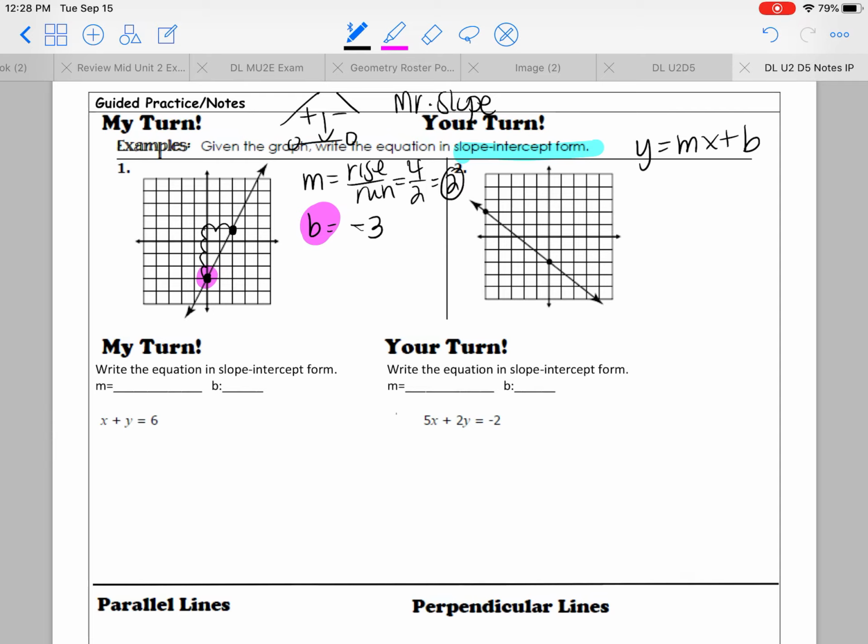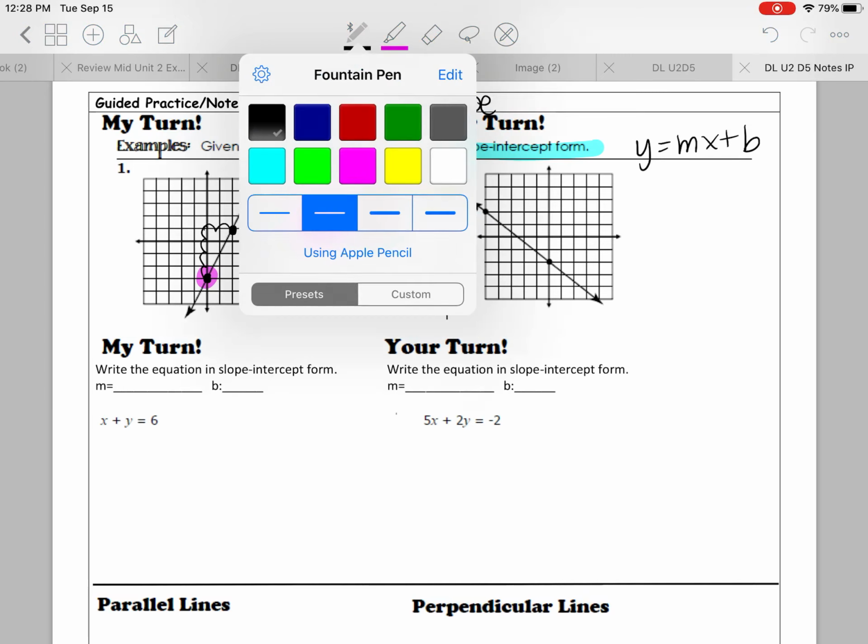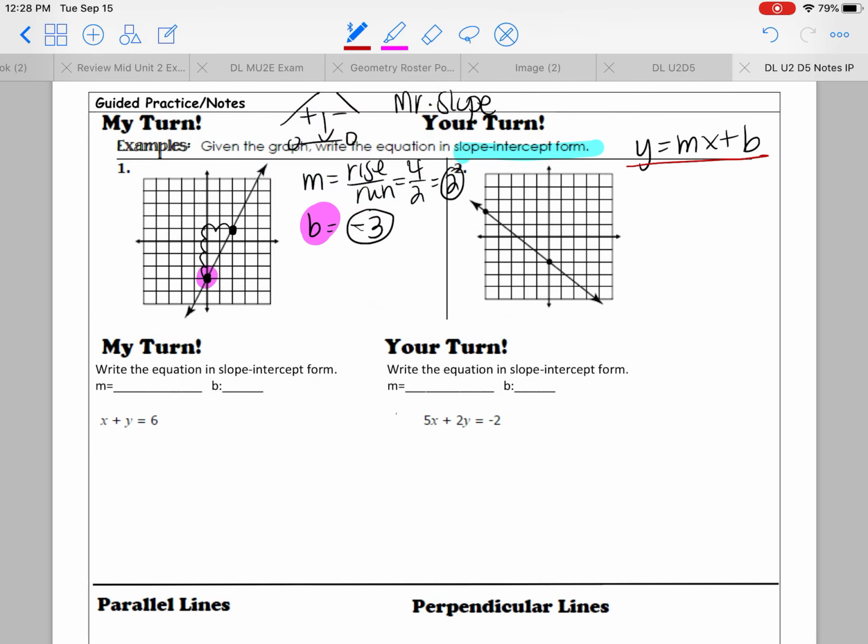That's the slope. Once you have the slope and the y-intercept, all you have to do is write it down in slope-intercept form. Y equals positive 2x minus 3.